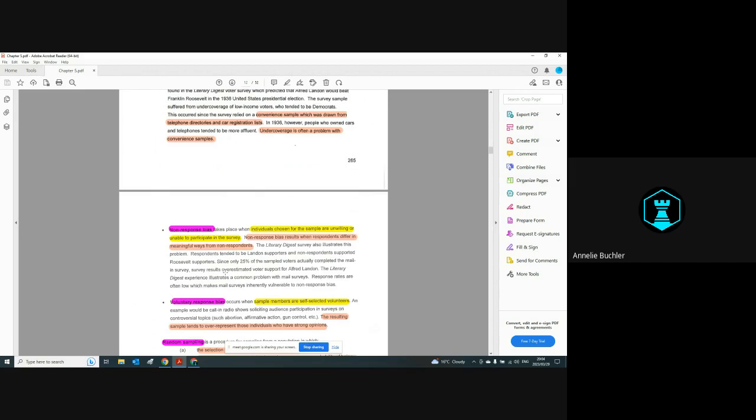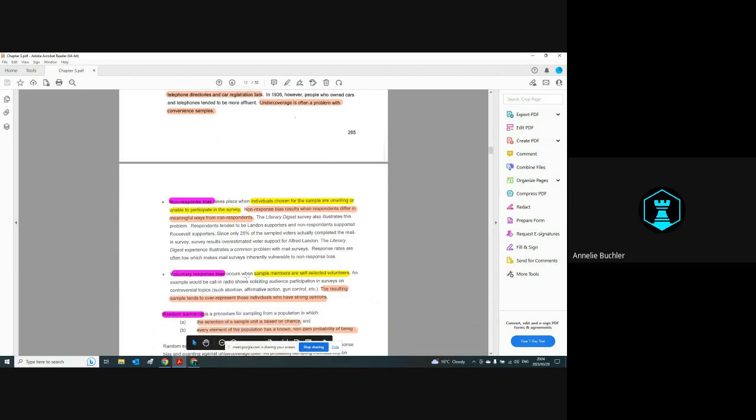Non-response bias is when the respondents differ in meaningful ways from non-respondents. This is if the individuals that you chose for the sample are unwilling or unable to participate in the survey. Voluntary response bias is when sample members are self-selected volunteers, and then they can answer your questions in a specific way, and that's bias.